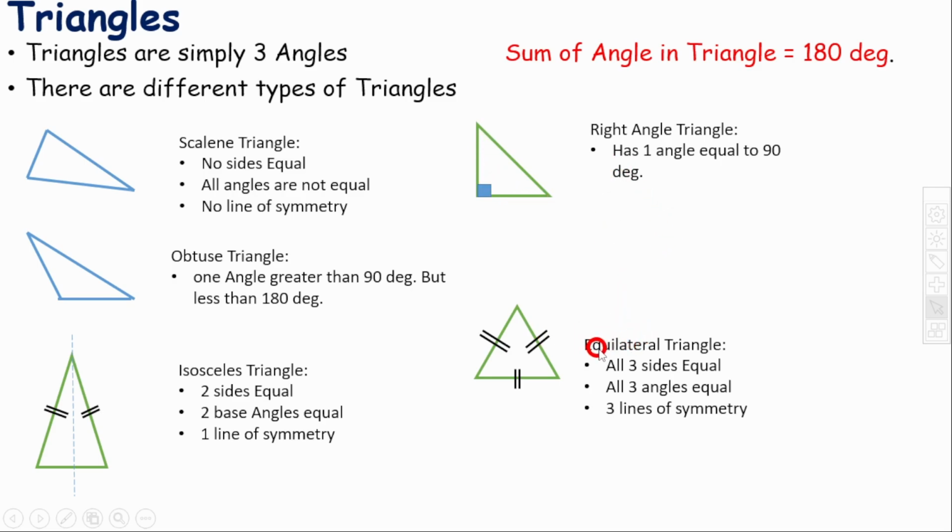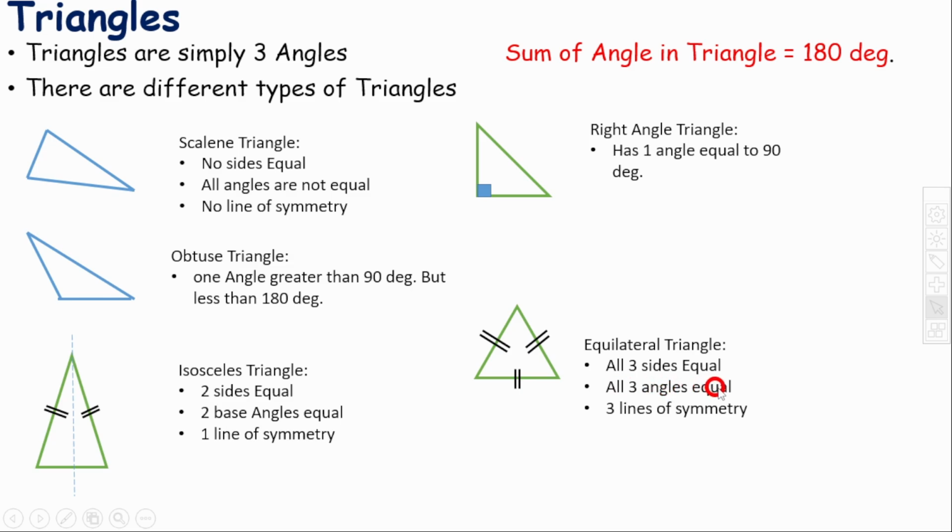Then we have lastly the equilateral triangle. An equilateral triangle has all the sides equal. Side A, side B, and side C. All of them are equal. And it is normally marked with this sign. It means all the sides are equal. In an isosceles triangle, we have this kind of sign too, to show that this side and this side are equal. But in an equilateral triangle, all the sides are equal. So the mark is on the three sides to show that they're all equal.